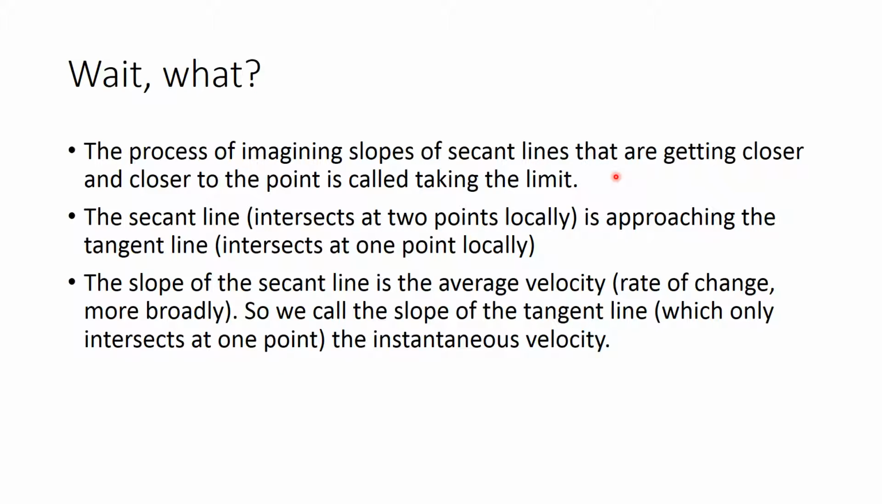So the secant lines that are getting closer and closer to the point that we're interested in is what's called taking the limit. And if you are currently taking calculus, you will have not quite seen this yet, but you'll see it very soon. So you'll have a little bit of a leg up here because you'll actually understand this process quite well. The secant line, which intersects at 2 points locally, is approaching the tangent line, intersecting at 1 point locally. So the slope of the secant line is the average velocity, the rate of change. So we can call the slope of the tangent line the instantaneous velocity.